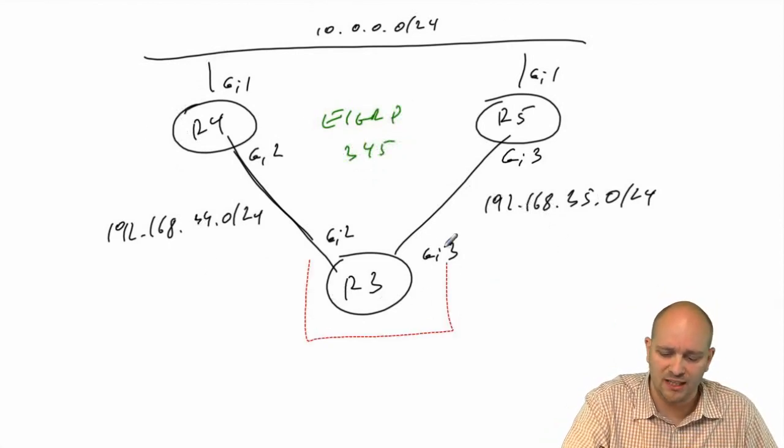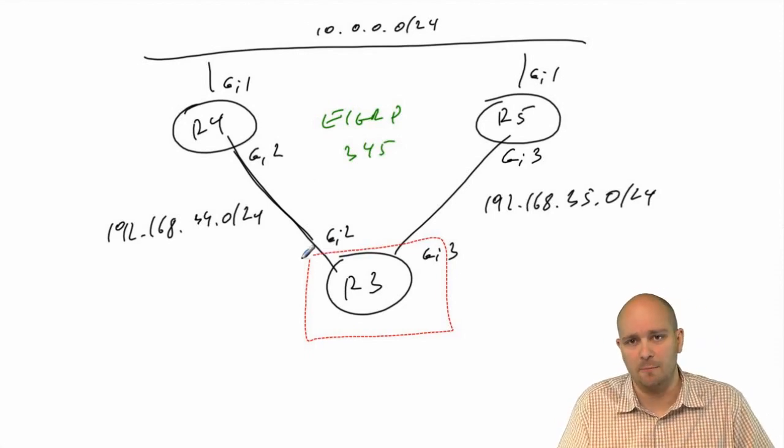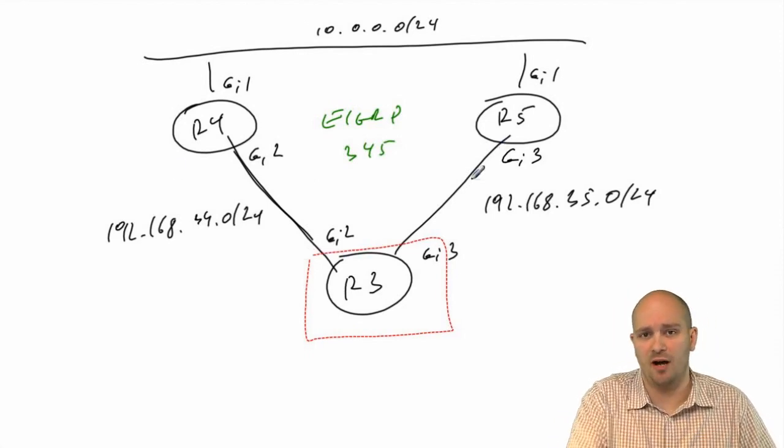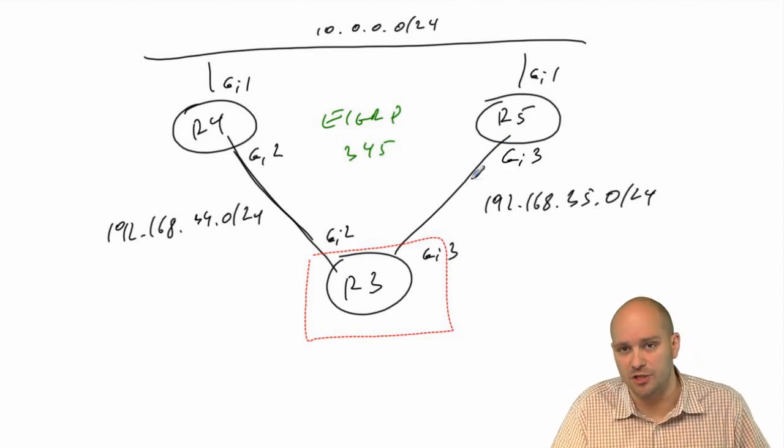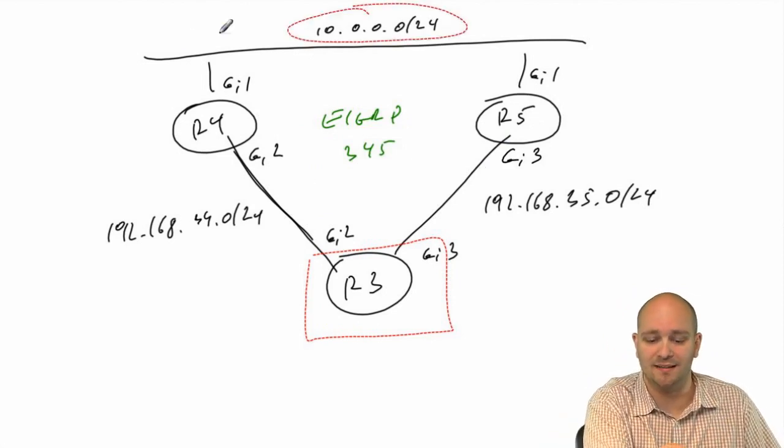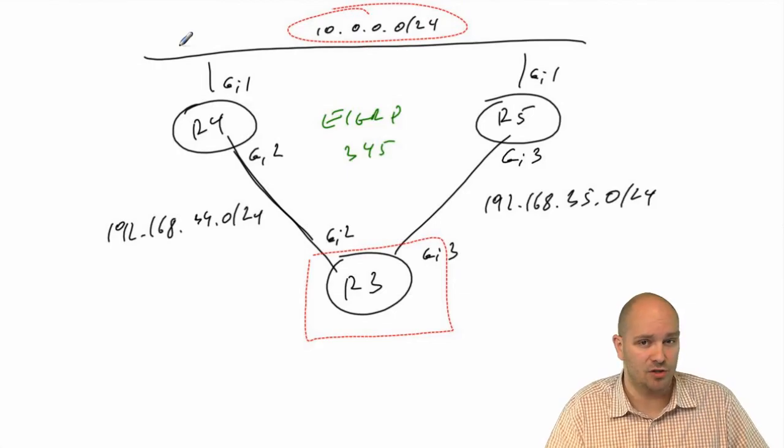And we are going to focus only on observing what is happening on R3. R4 and R5 here are just route feeders, so to speak. And we are going to be looking at this one route and the behavior associated with it.